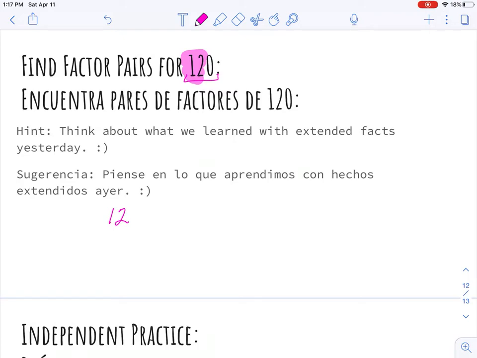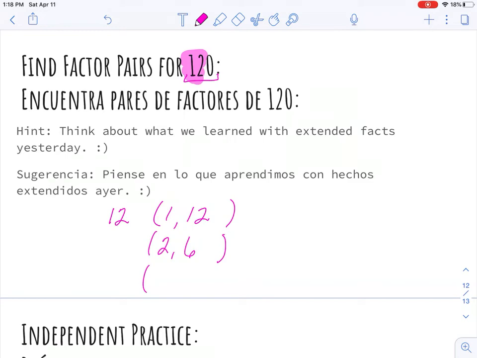So 12. How can I multiply and get 12? Well, I know I can do 1 and 12. Always. Now, I'm going to leave a little bit of space right here, and we'll talk about why in a second. All right, I know I can do 2 because 12 is even. So 2 and 6.